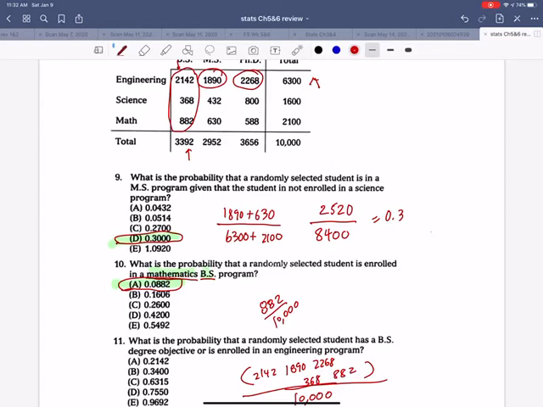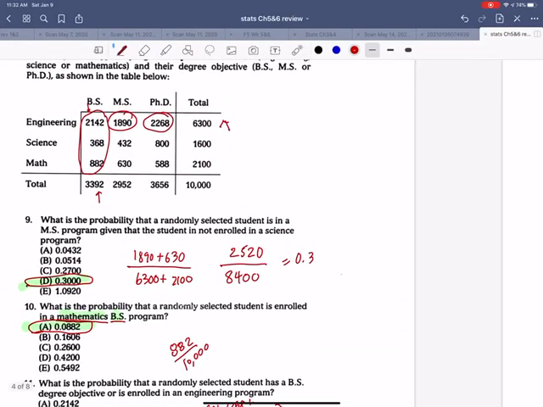I get 0.7550, and that's one of my choices, 0.7550. Nice. That's a nice little group.